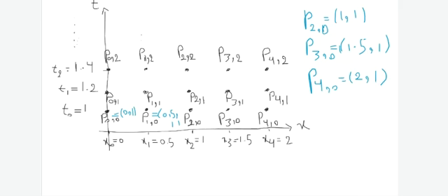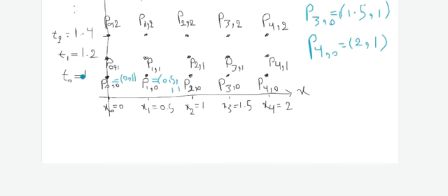Okay. We go to the next row. For the next row, P 0 and 1 has x equal to 0 and t equal to 1.2. And the rest of the points I write at the bottom of the page. P 1 and 1 has first coordinate 0.5 and t coordinate 1.2. Okay, and for the other points the coordinates are similar.